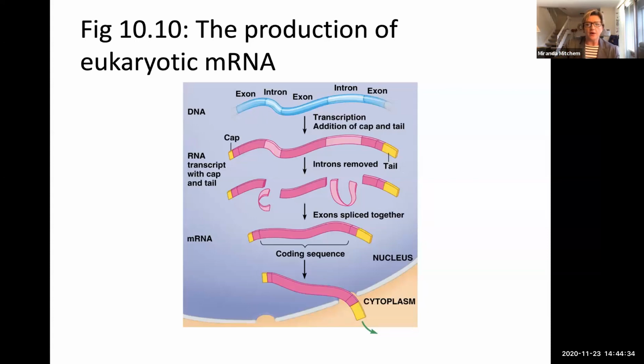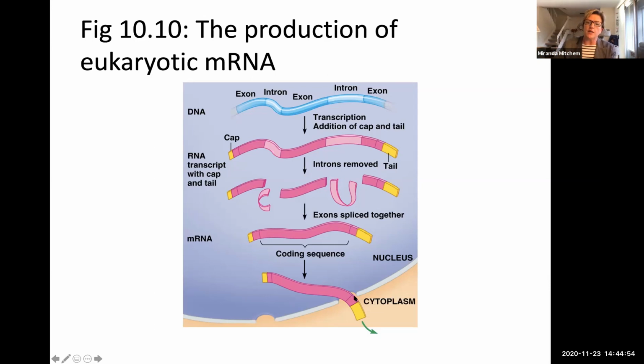The cap and the tail help the sequence move out of the nucleus so that it can move to the cytoplasm and find a ribosome, or move to the rough endoplasmic reticulum. So that's what the cap and tail do. They have slightly different functions, but collectively that's what they do.